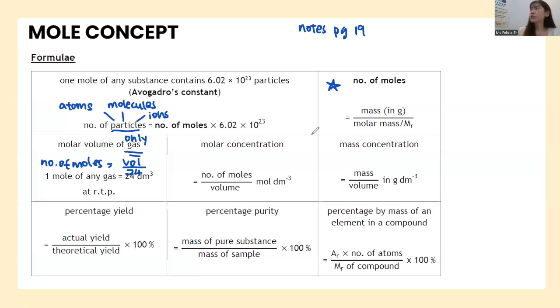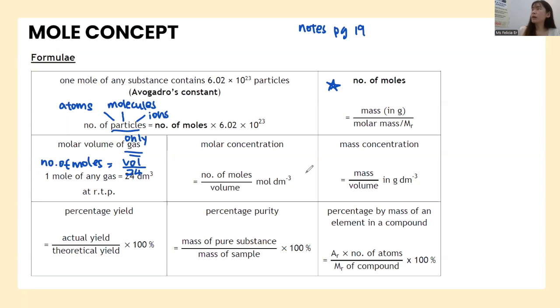Next, for concentration, you have to look at the units. If the unit is mole per dm cube, then of course you just follow the unit, right? Which is just mole divided by volume, because dm cube is volume. Then if the unit is gram per dm cube, then just follow the unit. It will be gram, which is mass, divided by volume.